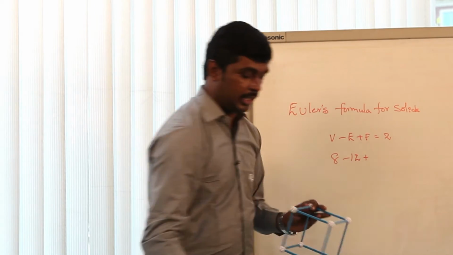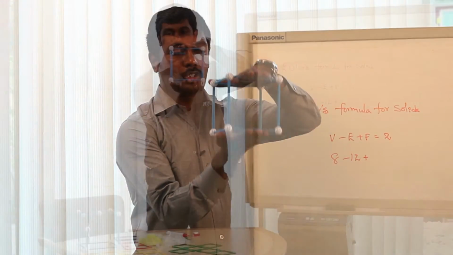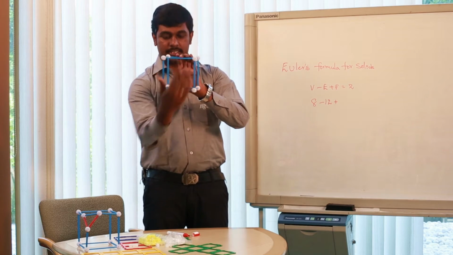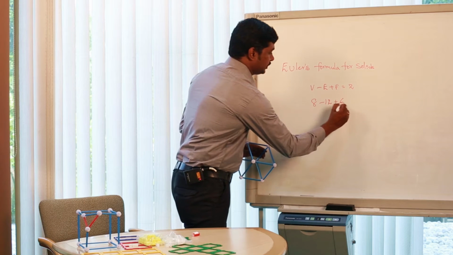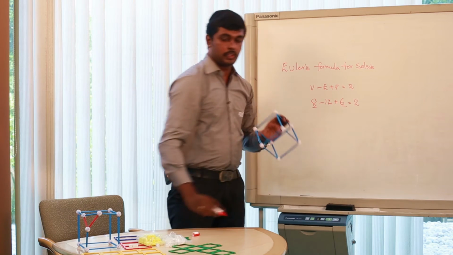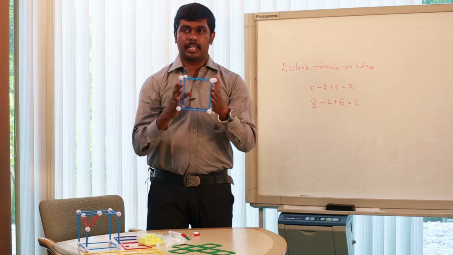And faces if I take, so the below and upper 2 faces, these are 2 faces and these are 2 faces. Totally 6 faces. So you can clearly see 8 plus 6, 14, 14 minus 12 is 2. So for cube we have verified that Euler's formula is true.